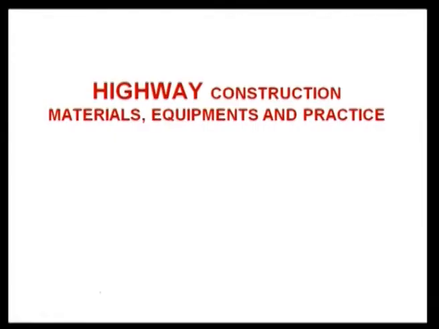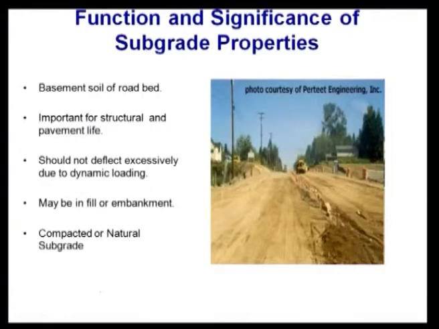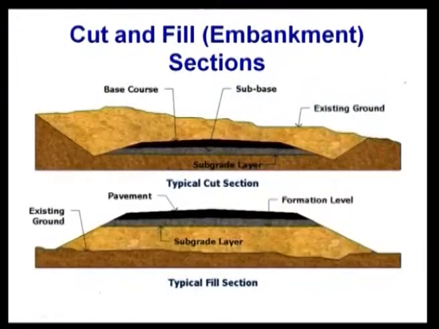Next part of embankment material, we'll discuss highway construction materials, equipment and practice. If I start with the function and significance of subgrade properties, that means it will come under the basement of soil of the road bed and is important for structural and pavement life. It should not deflect excessively due to dynamic loading, maybe in fill or in embankment, compacted or natural subgrade.